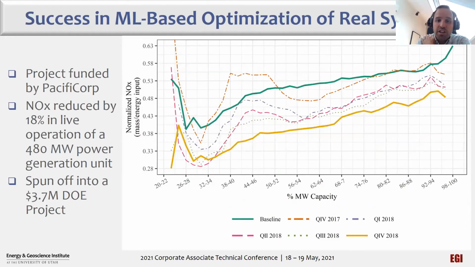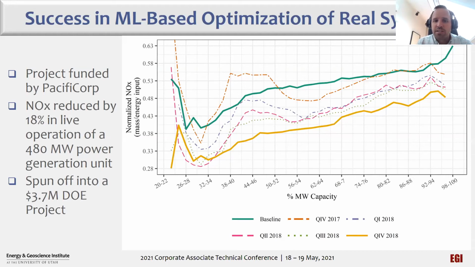So we have done a project working with PacifiCorp, our local utility here, where we have used real-time optimization based on machine learning models first to minimize NOx. And we've done this teaming with a software vendor. We have actually deployed these algorithms in a real 480 megawatt power plant. And over the course of about 18 months, we observed about an 18% reduction in their NOx emissions, which was pretty phenomenal.